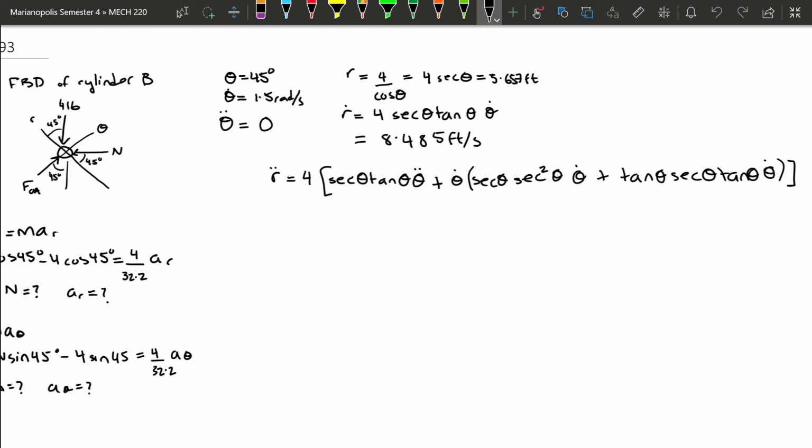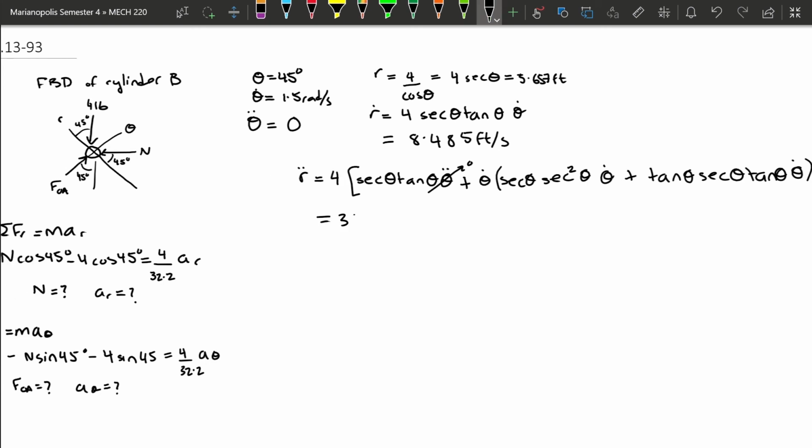So here, when we evaluate, we know that theta double dot is just going to go to 0. So I'm just left with 4 times theta dot and all that. Evaluating that with theta at 45 degrees and theta dot at 1.5, it's going to give me 38.18 feet per second squared.